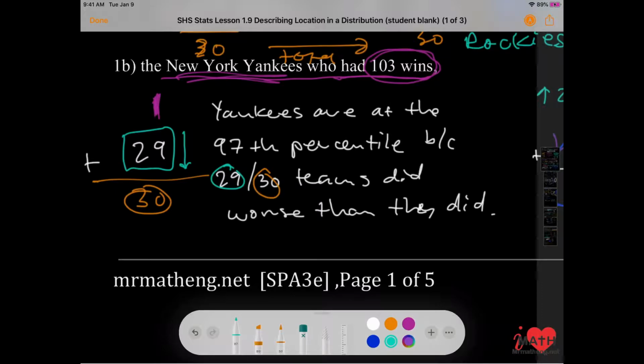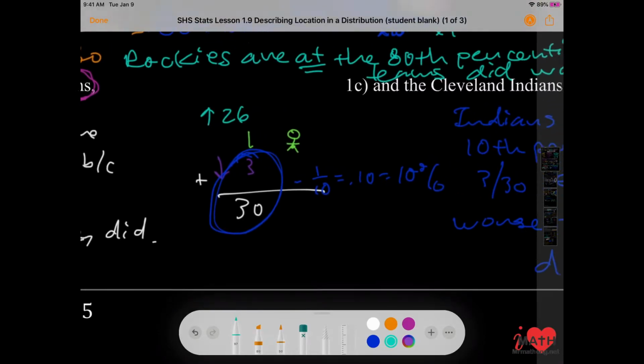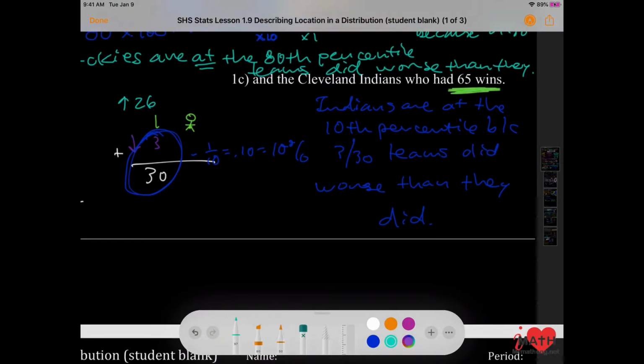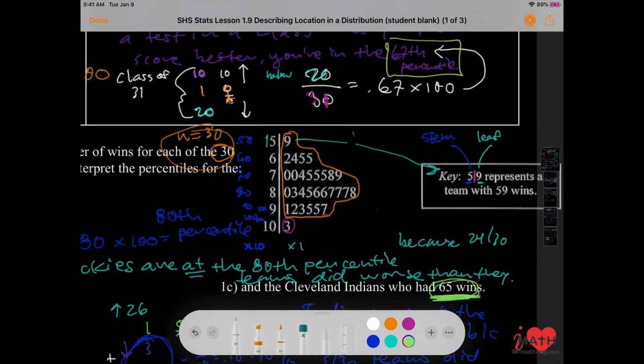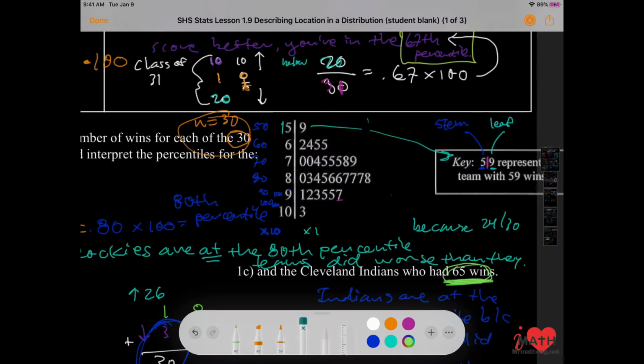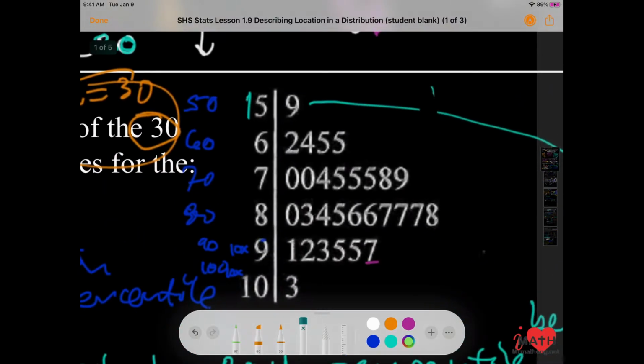Okay, go ahead and pause and see if you can do the Cleveland Indians. The Cleveland Indians had 65 wins. 65 wins. So let's go ahead and find them. Let me erase all this. 65 wins are, okay, so they're both. You're not sure which team it is, so it doesn't matter because they're both at the same percentile. Okay, so here they are. 1, 2, 3. There are 3 teams below them.